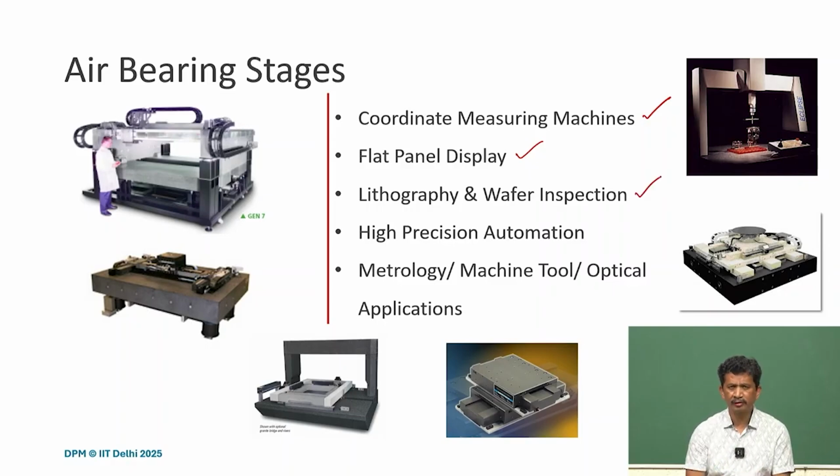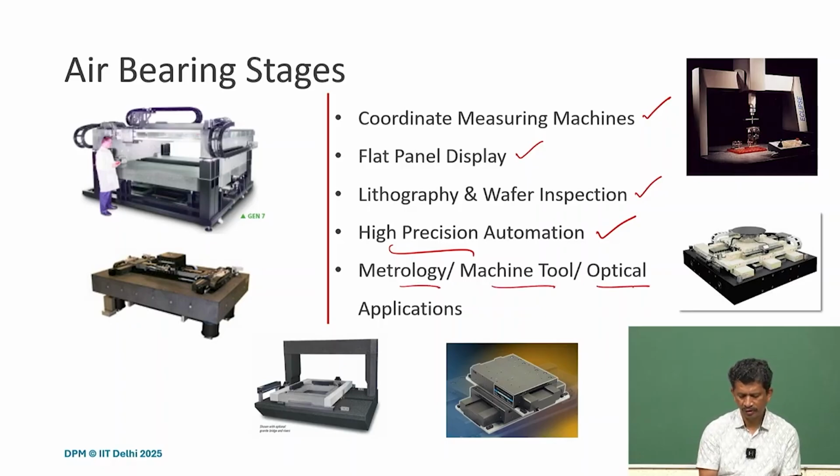Of course, the semiconductor industry, the lithography, wafer inspection, these kinds of systems required for manufacturing chips, is needed. For automation, robotics, and automation applications, of course, we are now looking for very high precision applications, and we don't want to compromise on the yield. Therefore, we can see these air bearing stages these days. Metrology, machine tools, any kind of optical applications, it's everywhere.